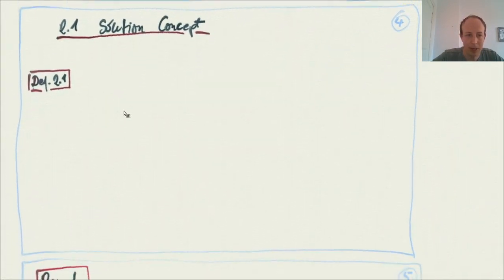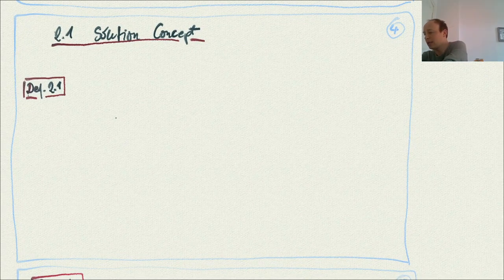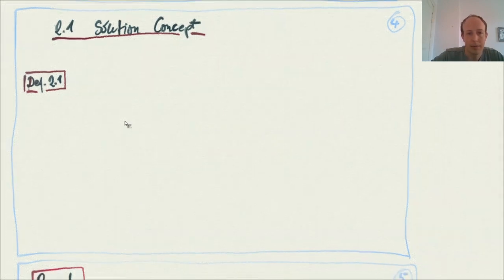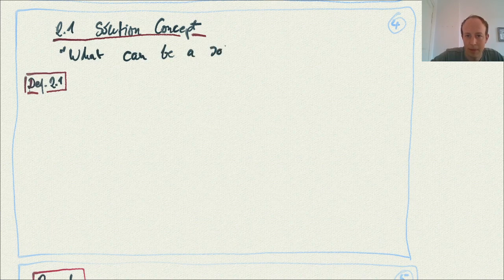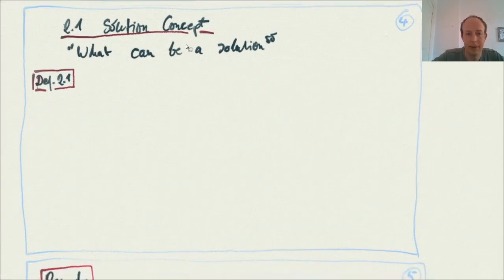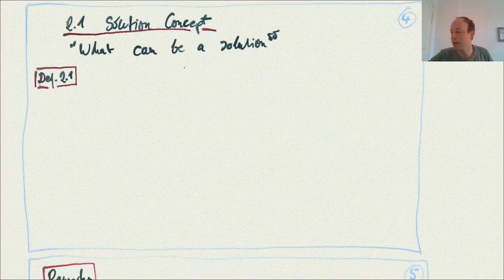Okay, but now we go on, and we want to talk about what can be such a solution to a DAE. Because in order to talk of a solution, we need to define what can be a solution. So of course, it should somehow fulfill the equations, but maybe there's more to that, and we will see.